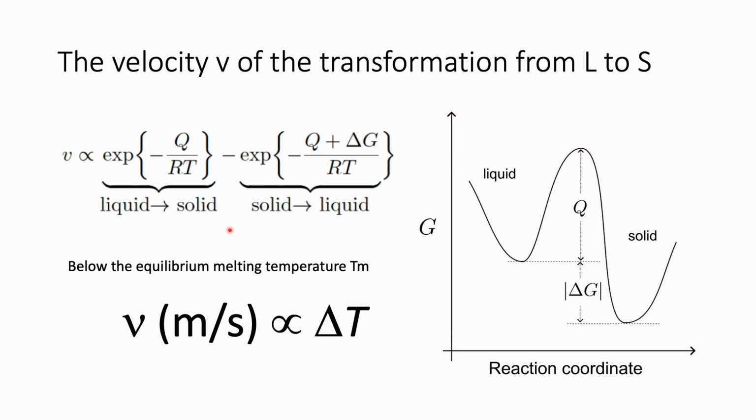To be clear, if delta T is zero, you will have the liquid phase and the solid phase at the same free energy level. You'll still have the reaction or transition from liquid to solid and solid to liquid, but the two-way transitions have the same rate. That's why the overall velocity is zero. Only when the temperature is below Tm can the transition from liquid phase to solid phase be dominant.